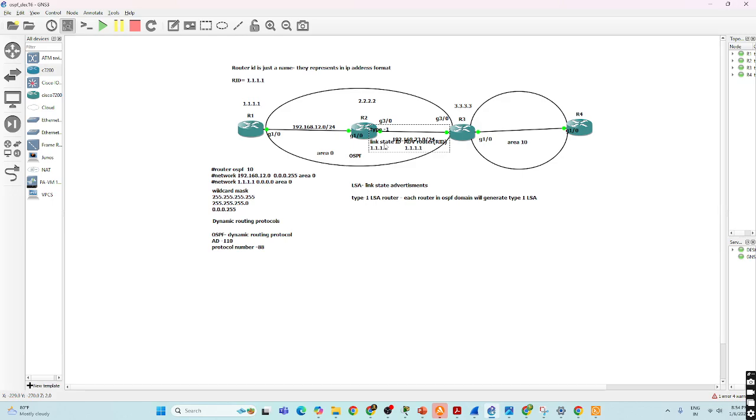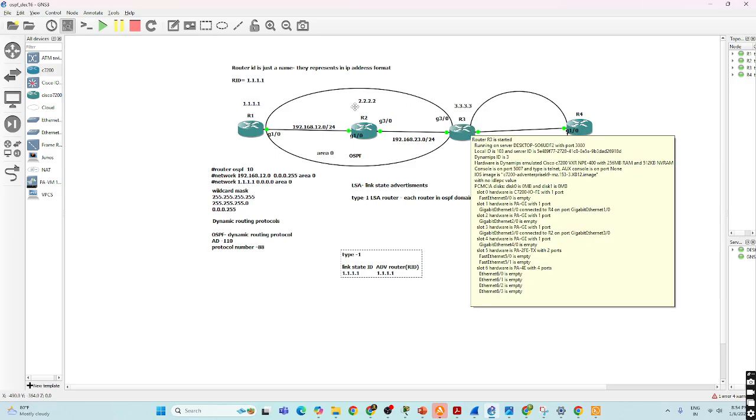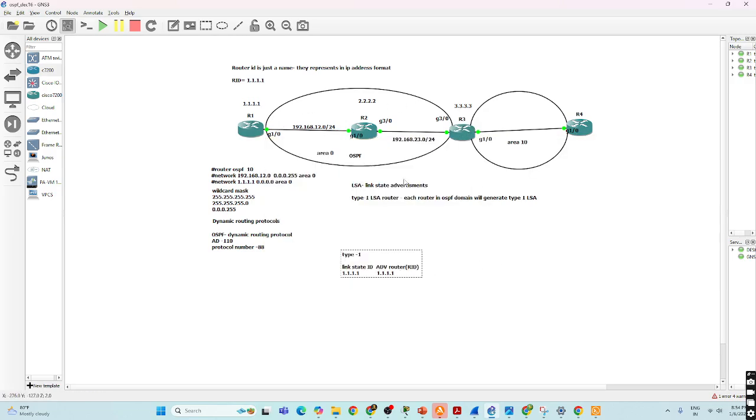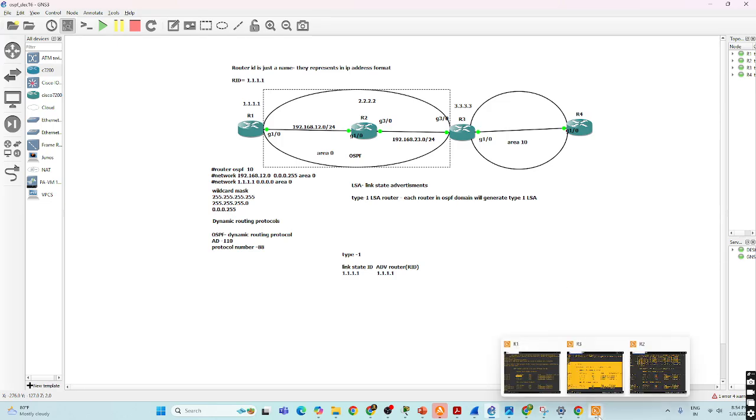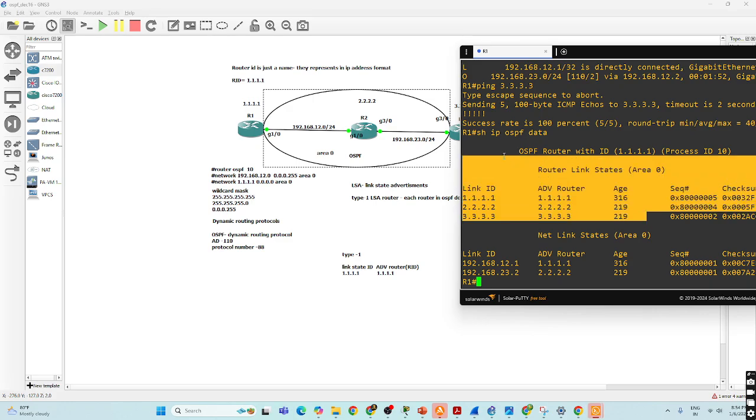So R2 will generate a type 1 LSA and send it to R1 and R3. And R3 also generates a type 1 LSA and sends it to R1 and R2. Each router will generate a type 1 LSA and you will see all the type 1 LSAs on all the routers. How many routers are in OSPF area 0? Three. How many type 1 LSAs will you see? Three. Is it clear? Each router in the OSPF domain generates type 1 LSAs.